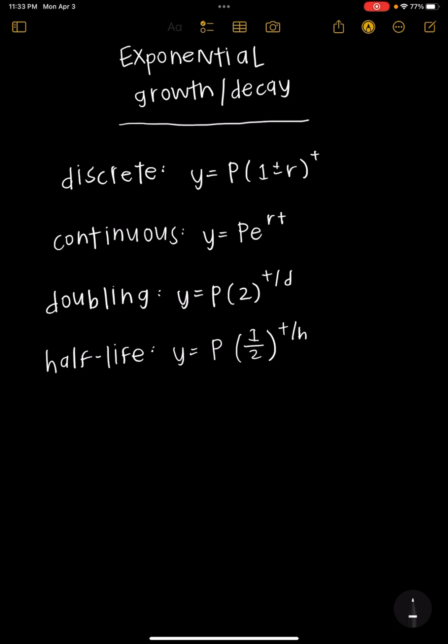So let's go through these bottom three equations. The first one is the continuous, which is y is equal to p times e to the power of rt. So p and r and t are exactly the same as the first one. P is your starting amount, r is the rate, a percentage as a decimal, and t is your time. e is a number on your calculator. This is something you can find on your graphing calculator.